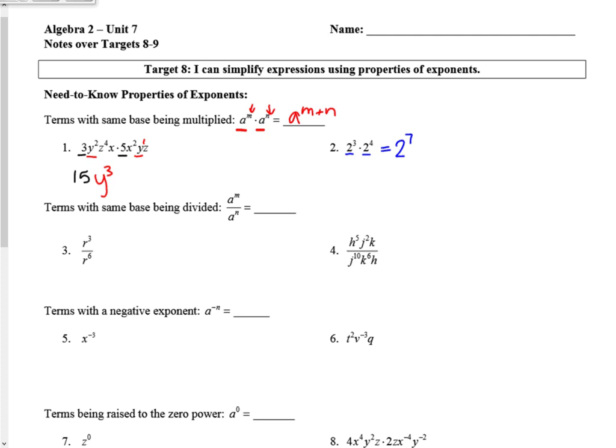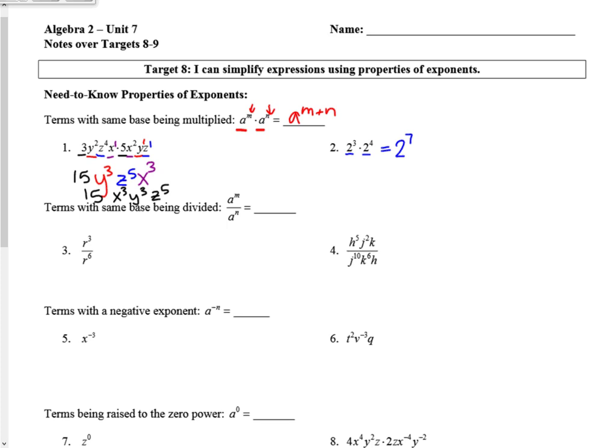Then I have z to the fourth and z. Again, z has an exponent of 1 on it, so that gives me z to the fifth. And last but not least, I have an x and I have an x squared. The x has a 1 on it, so I have x cubed. When you see answers, you're usually going to see them written in alphabetical order. So I would have 15 x cubed, y cubed, z to the fifth power.